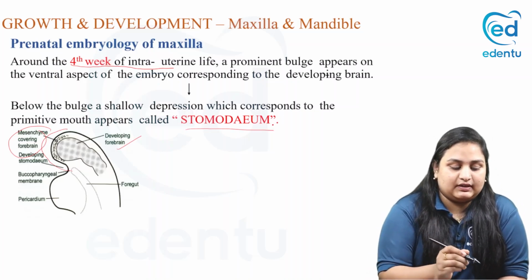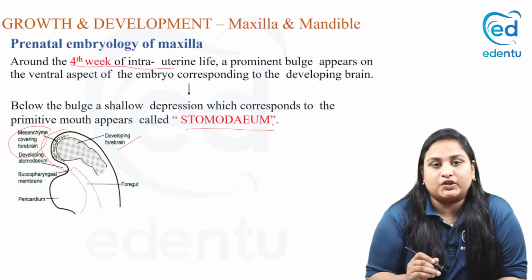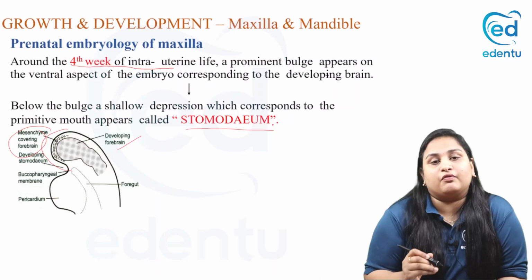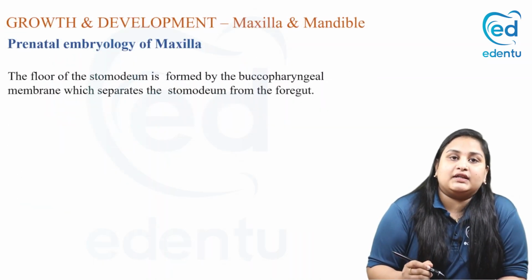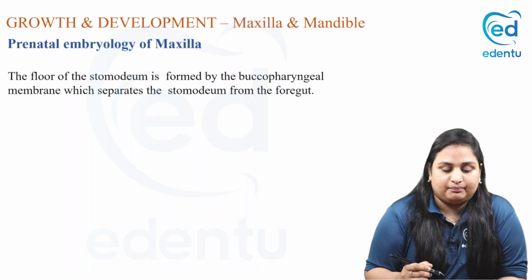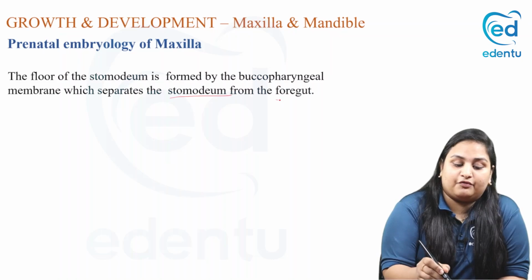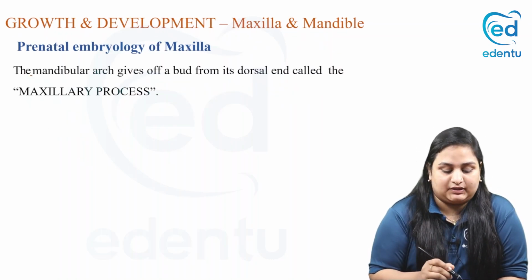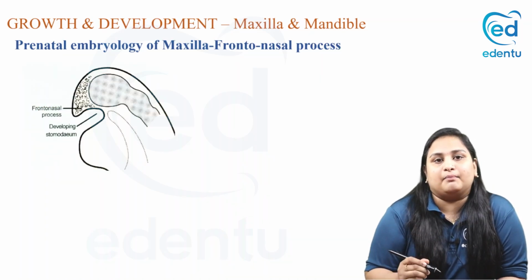This is a very important developmental aspect of an embryo, in which there is a primitive mouth formation that is occurring around the 4th week of intrauterine life. To continue the prenatal embryology of maxilla, there is formation of the buccopharyngeal membrane that separates the stomodium from the foregut. That is how the initial development of prenatal embryology of maxilla begins.